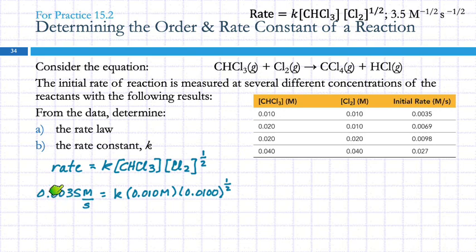So I'm going to take this number, 0.0035, and I need to divide by this one, and I need to divide by this one to the 1/2 power. And so I get K is equal to 3.5.